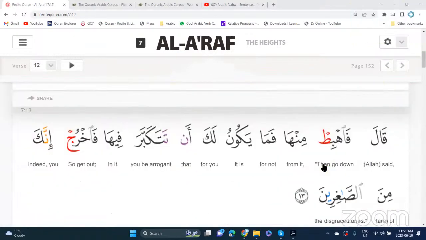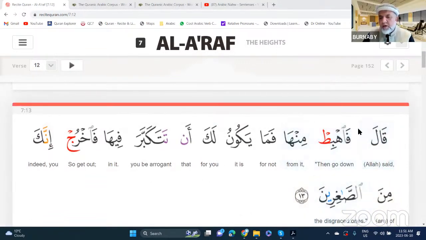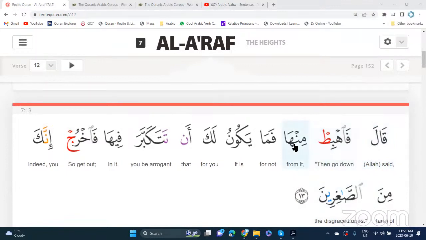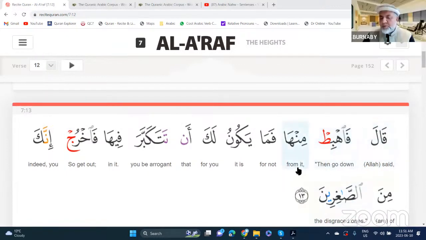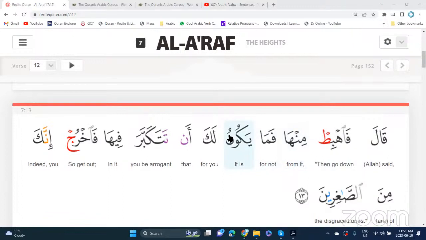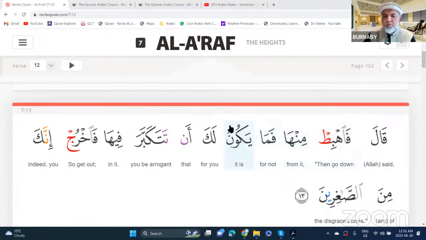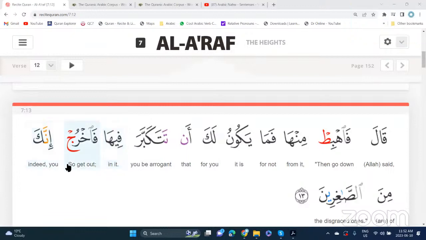Okay. So then Allah subhanahu wa ta'ala, after hearing that, told him, Qala fahbit minha. Allah said, then go down from it. So he expelled him from minha, meaning from the Jannah, because where was he? In Jannah. And Jannat is feminine. Fama yakunu laka antatakabbara fiha. And it is not for you that you be arrogant in it. Meaning, in the Jannah, there is no room for arrogance. Fakhruj, so get out. That's it.